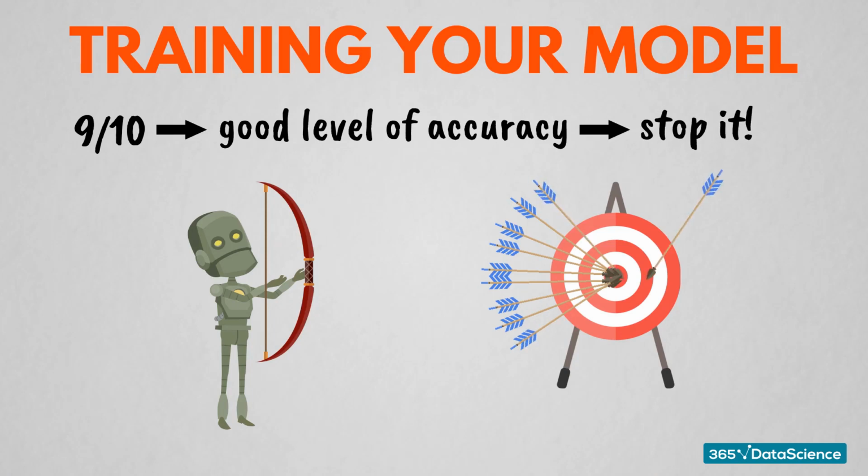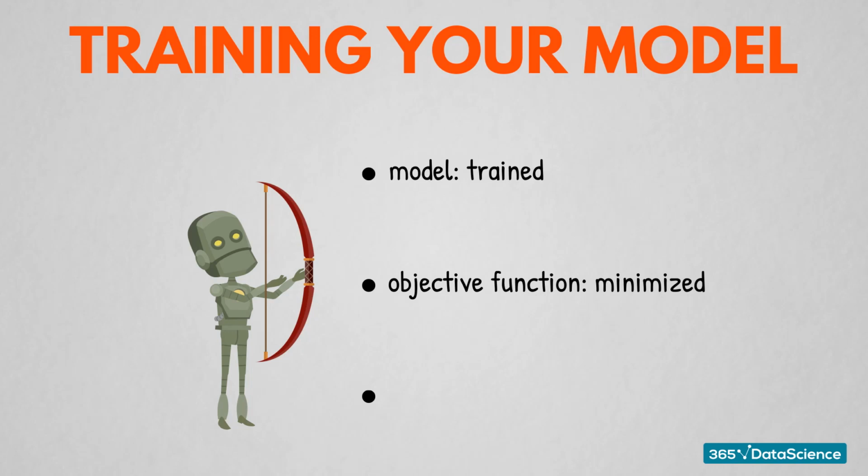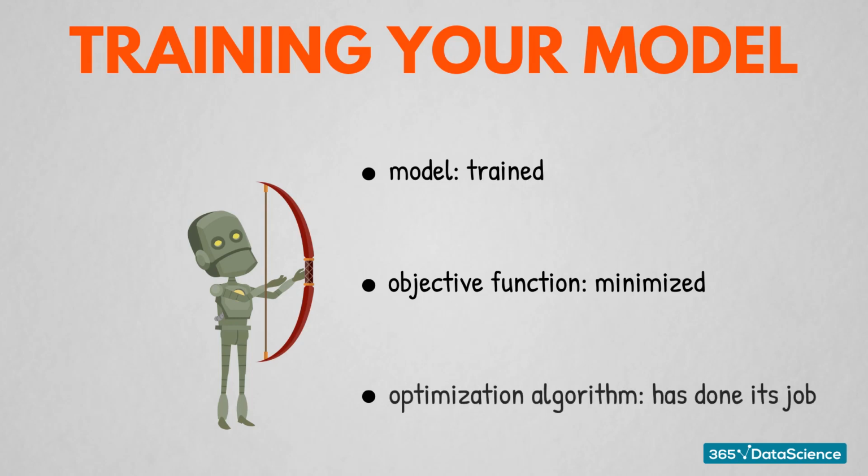Nice. So, let's follow the 4 ingredients. At the end of the training, our robot or model is already trained on this data with this set of arrows. Most shots hit the center, so the error or the objective function is quite low or minimized, as we like to say. The posture, the technique, and all other factors cannot be improved, so the optimization algorithm has done its best to improve the shooting ability of the machine. Great! We own a robot that is an amazing archer.